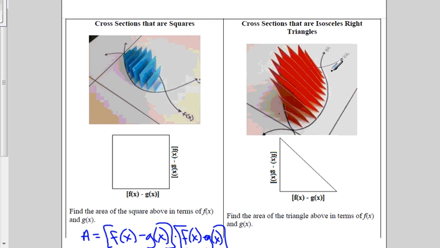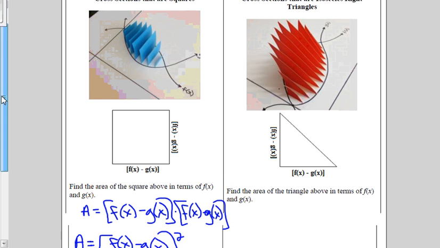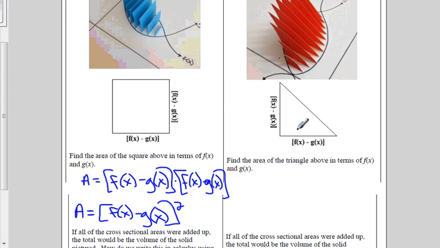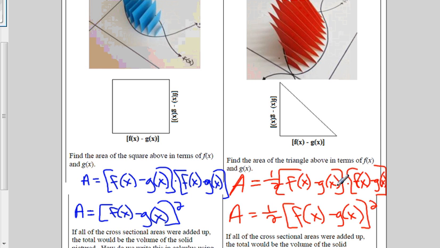Now, again, I have f of x as the top function, g of x as the bottom function, and here's the x-axis. The distance between the two functions is f of x minus g of x, and it's going to be those two multiplied together. So what's the area of that triangle? We notice it's 1/2 base times height, or side times side, because it's an isosceles right triangle based off a square, and so that's 1/2 times f of x minus g of x, squared.